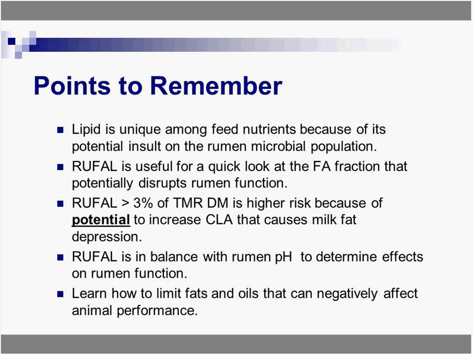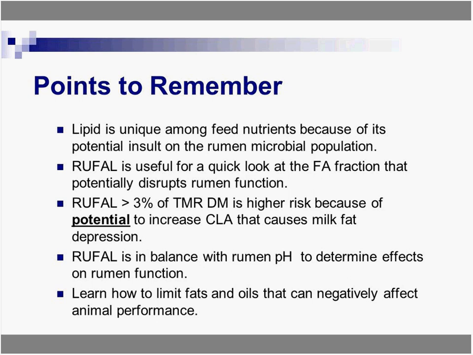As a quick look at the fatty acids that potentially can disrupt rumen function, especially in milk fat depression, I use RUFAL greater than 3% as a high category and the potential to increase CLA. On a farm that has milk fat depression, the first thing I do is look at RUFAL, because they may be overfeeding unsaturated fatty acids.